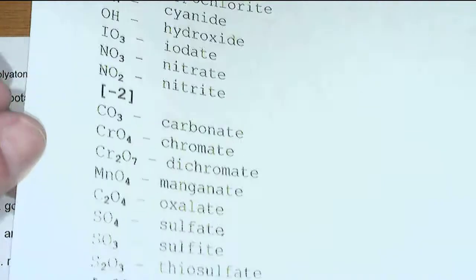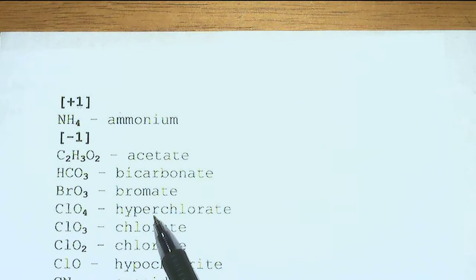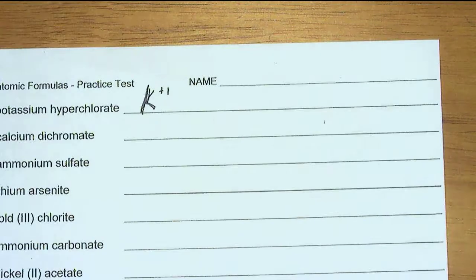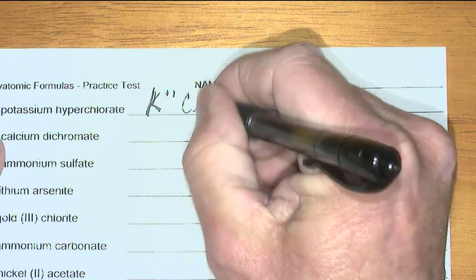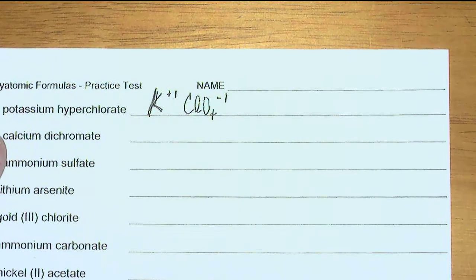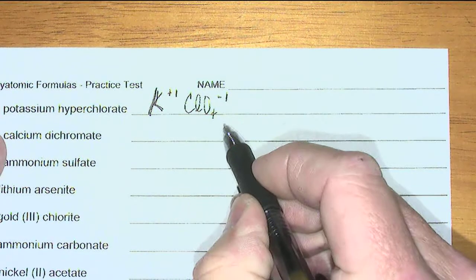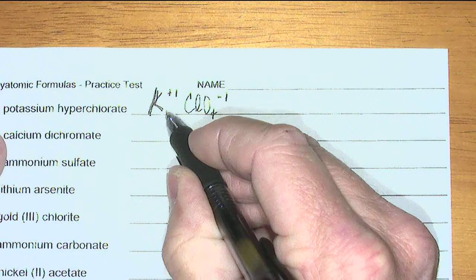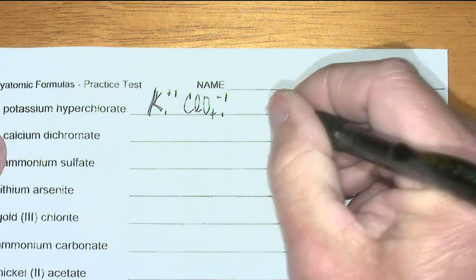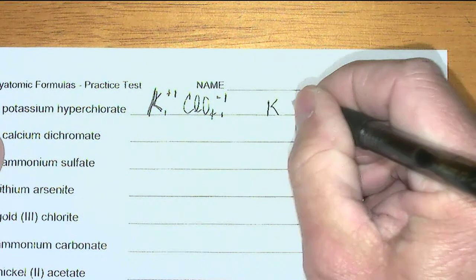So, perchlorate, right here, ClO4. That is a -1. Now, to get the correct formula, we're going to cross these oxidation numbers. That means there will be a 1 for the potassium and a 1 for the perchlorate. So, in other words, we need 1 of each. So, to write that formula correctly, it would look like this. Potassium perchlorate.